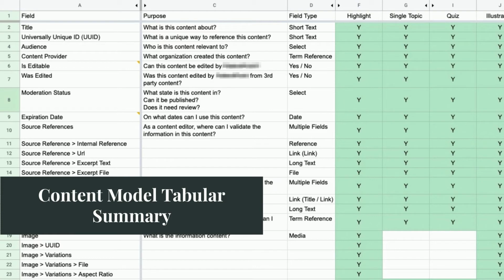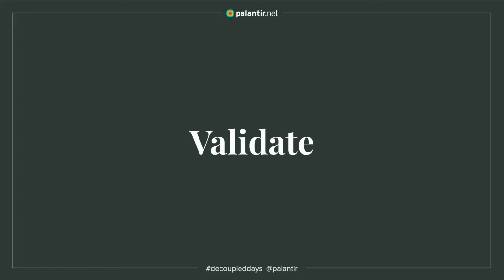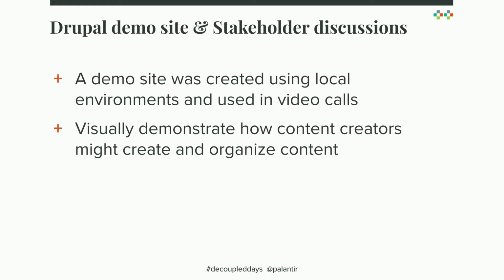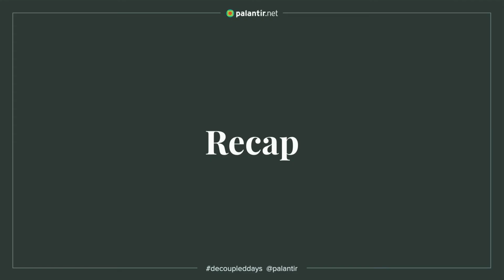This was the comparison document, so it has all of the fields, what their purposes were, what types they are, and then all the different content types, and they could easily say, oh yeah, these shared fields like title are for all of them, but images don't show up in quizzes. There are different types of things. So that was helpful. And then we validated it primarily with the Drupal site and with those discussions. So this was the iterative process that I was mentioning.